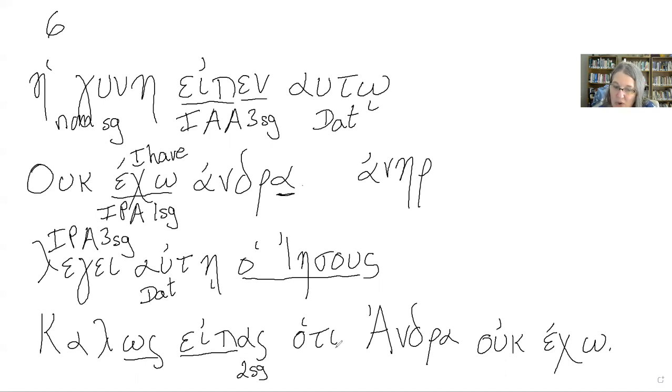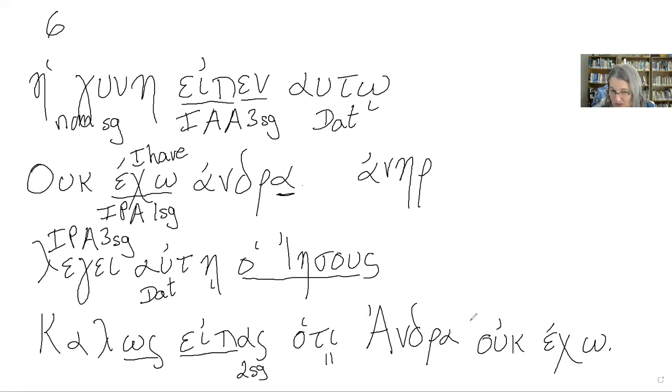And then we have the hoti, and here we're going to translate it as open quotes. And here we have andra ouk echo, same thing as we have up here, except in a different word order. Ouk echo andra, I have no husband. This is that hoti, which makes it difficult to translate in English. We can just say you spoke well, I have no husband. Or if we want to put it in English using that, you spoke well that you have no husband.